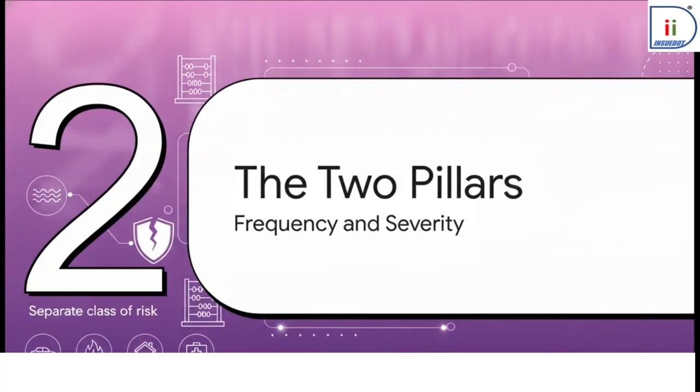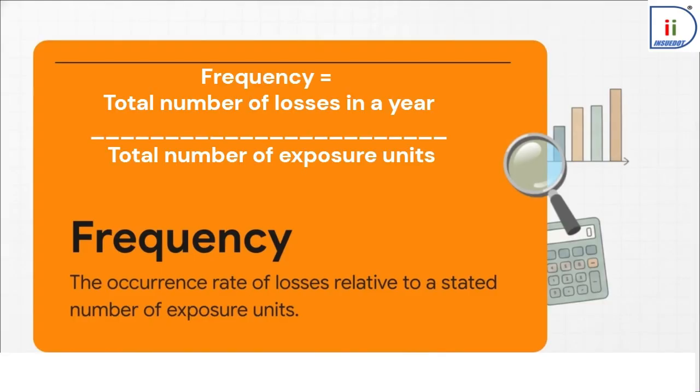Moving on to part 2, the two pillars we're breaking down: frequency and severity. Now there are two core pillars that make up this burning cost calculation, and they absolutely have to be worked out totally separately for every single class of risk an insurer takes on. The first pillar is frequency. Frequency is simply the occurrence rate of losses relative to a stated number of exposure units. Now you might be wondering, what exactly is an exposure unit? It's just any unit of risk that faces the chance of suffering a loss.